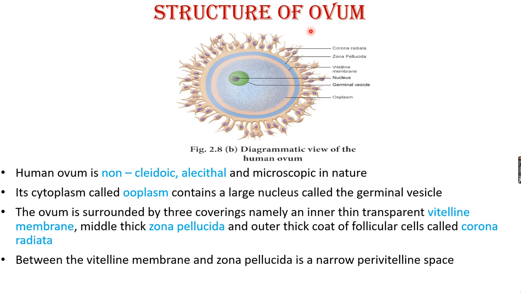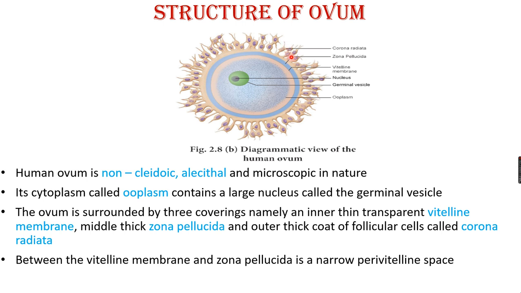Coming to the structure of the ovum: it is a non-cleidoic egg, not surrounded by a shell, alecithal, and microscopic in nature, and its cytoplasm is called ooplasm. It contains a large nucleus, and the ovum is surrounded by three coverings. The first one is the vitelline membrane, the middle thick one is the zona pellucida, and the third one is the corona radiata.